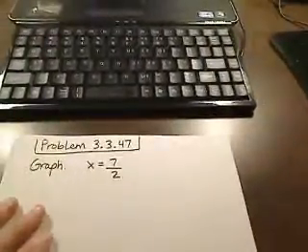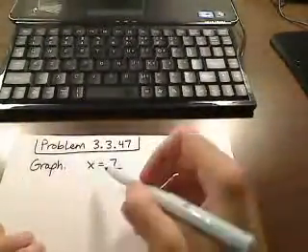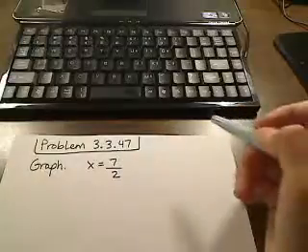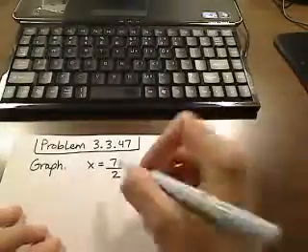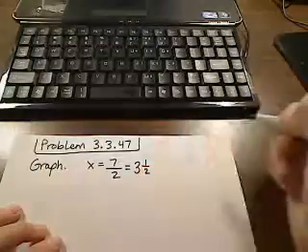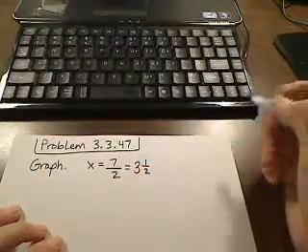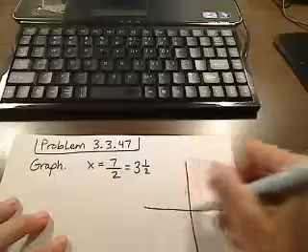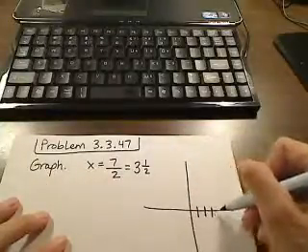And then a similar problem, problem 3.3.47, they're asking us to graph x equals 7/2. Well, in order to know where to graph this, we really should convert this into a mixed fraction. And 7/2 is 3.5. And so then it would just be a vertical line through 3.5.